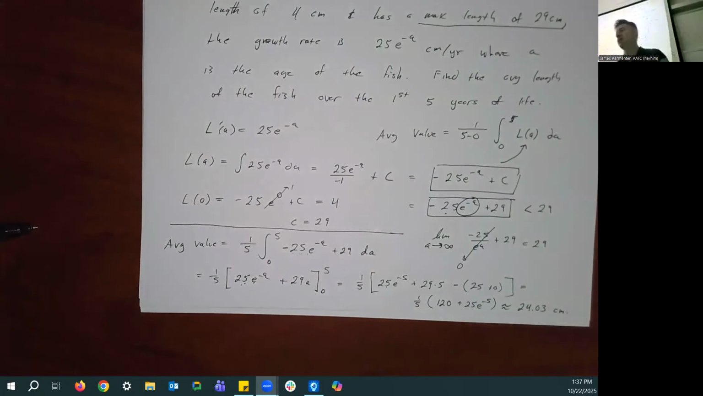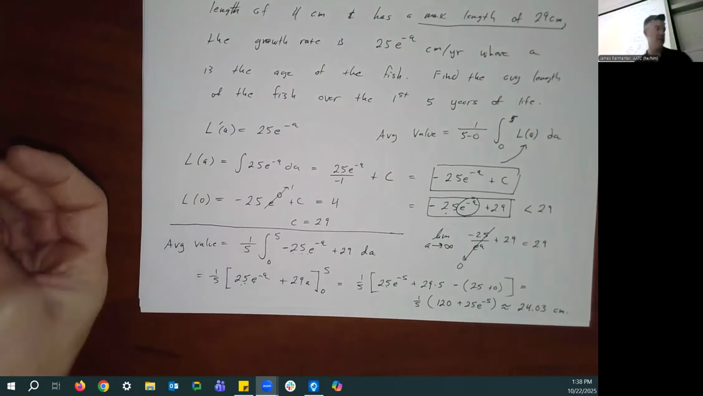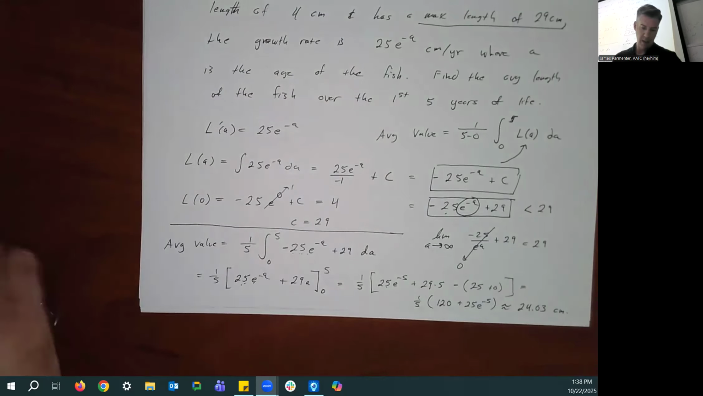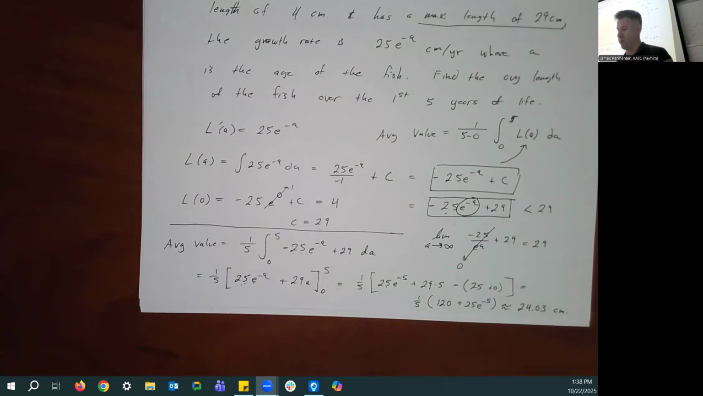So again, I want to reemphasize here the importance of making sure you read the words in the question, right? Because they tell us more sometimes than we really realize. So it's important to read the words. It's important to scan the words to make sure you're looking for the things that matter.